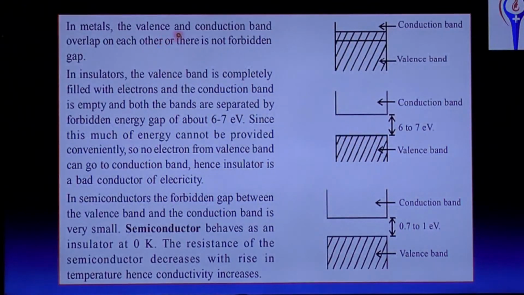In metals, the valence band and conduction band overlap, and therefore there is no forbidden energy gap. That's why metals have more free electrons and conduct easily. In an insulator, there is a large gap between the conduction band and valence band, of 6 to 7 eV. What is eV? Electron volt. That's why even by applying very high energy it will not conduct, and that's why we call them insulators.